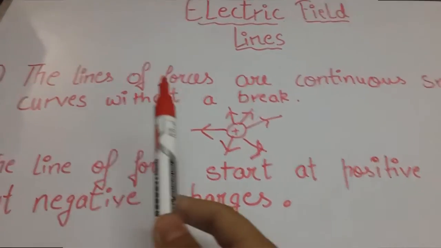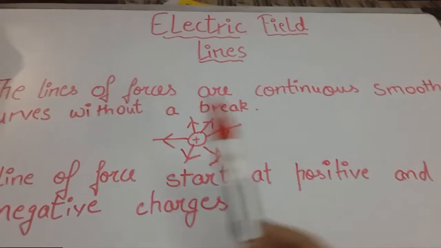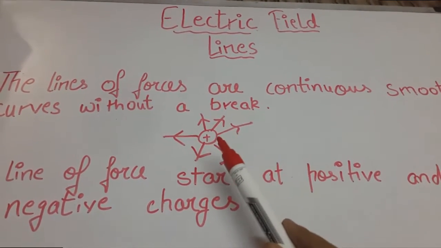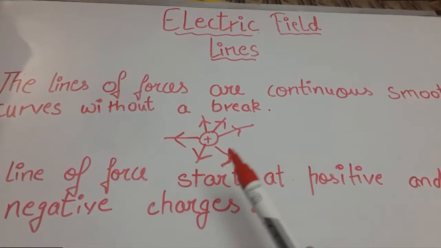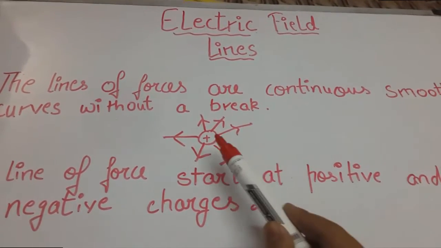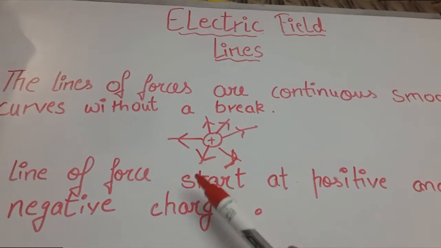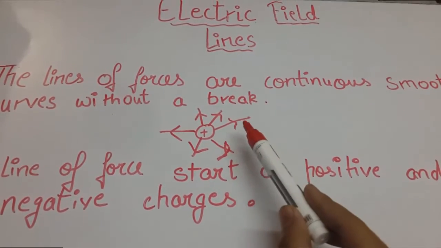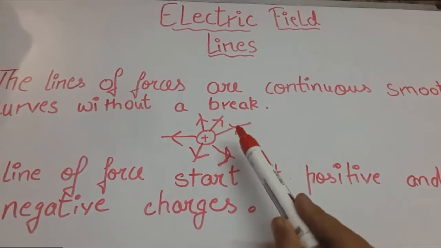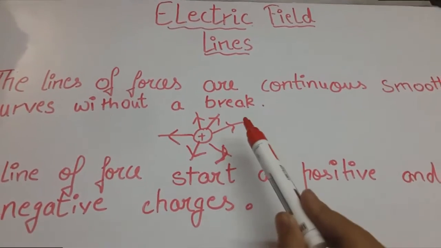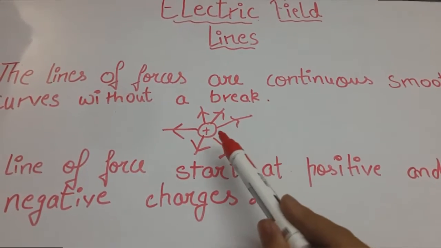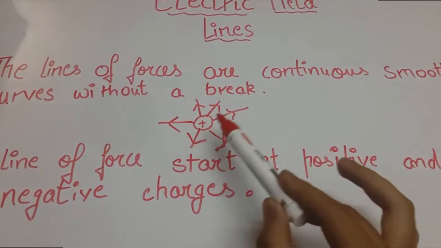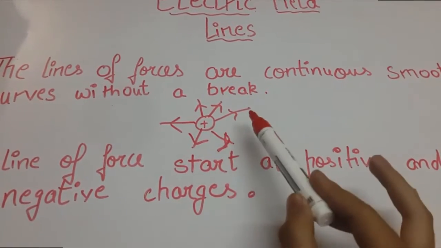First property: the lines of force are continuous smooth curves without a break. Suppose a positive charge. This positive charge creates an electric environment around it, and these lines represent the electric field going away from the positive charge. We can see that these lines are continuous without any break and they are smooth, and we will talk about these lines when they form curves later. So this property shows that these lines are always curved, smooth and continuous.